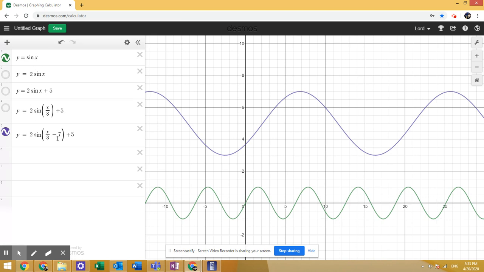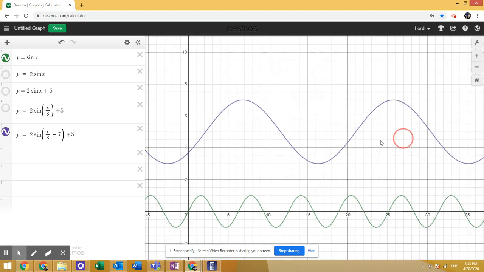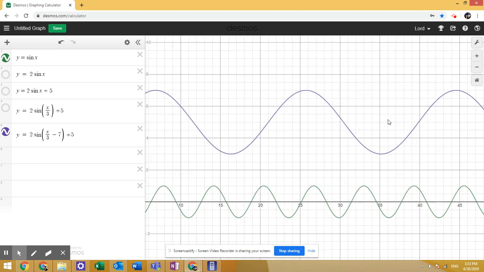So in my sine graph, what makes that 0? Just the number 0. What makes this 0? The number 21. 21 over 3 is 7. 7 take away 7 is 0. So let me go over to 21.